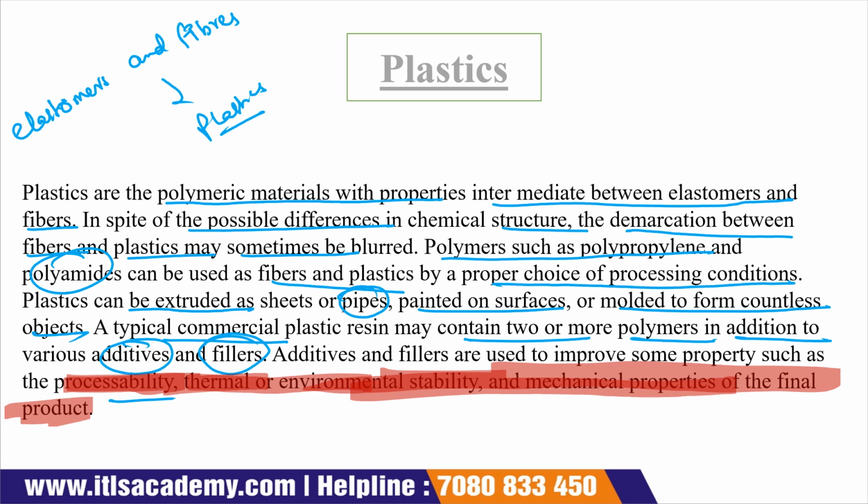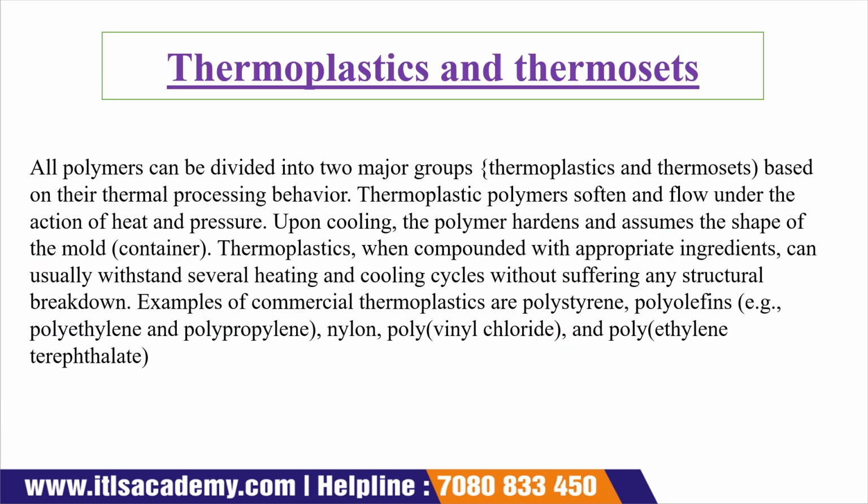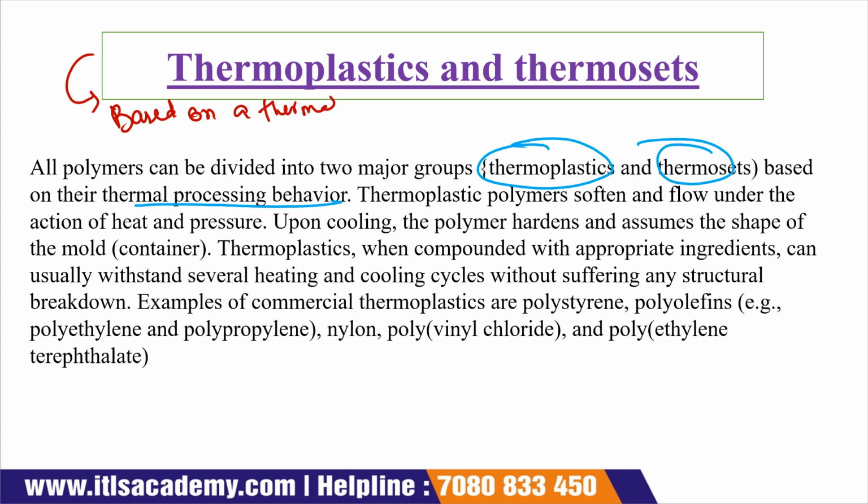Okay. Now the next is thermoplastic and thermosets. All polymers can be divided into two groups, that is thermoplastic and thermoset. It is based on thermal processing behavior. Okay, so this classification is based on thermal processing behavior. Now thermoplastic polymers soften and flow under the action of heat and pressure.